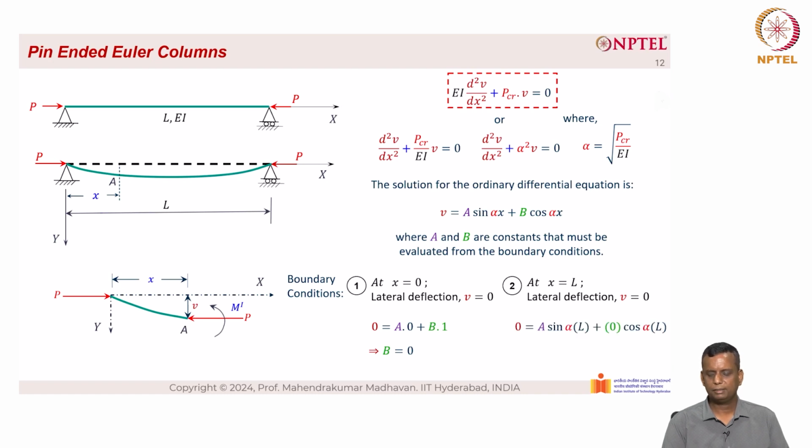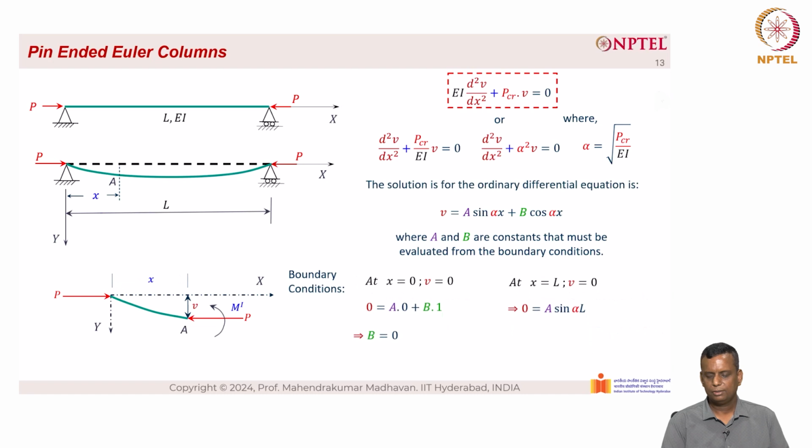The next boundary condition, at x equal to L, lateral deflection V equal to 0. So we start with 0 equal to A sin alpha L plus B cos alpha L. Instead of B, you put 0, so that becomes 0 into cos alpha L. So that becomes 0. So we have 0 equal to A sin alpha L, which means that either A has to be 0 or sin alpha L has to be 0. Here, if we put A equal to 0, it gives you the trivial solution, because if A equal to 0, B becomes 0 since B is already 0. Which means that there is no buckling that is taking place.